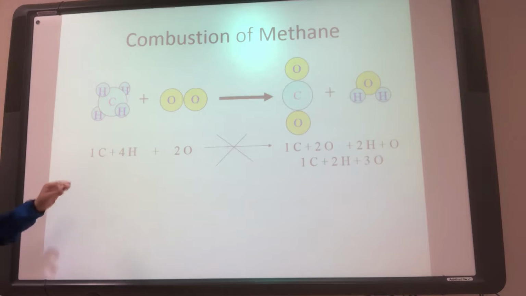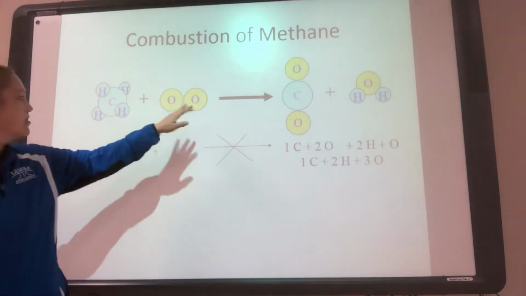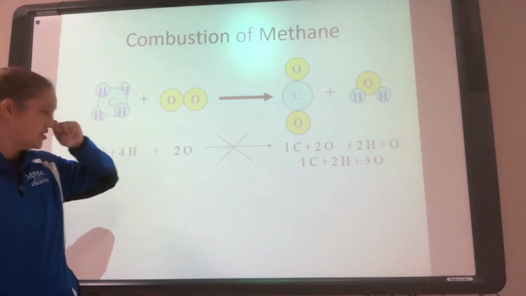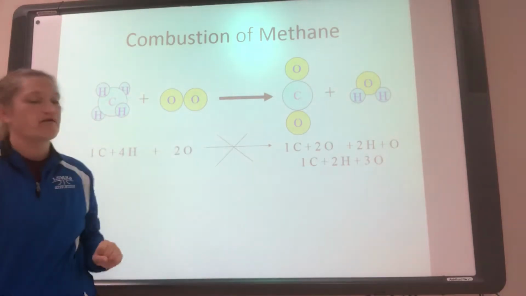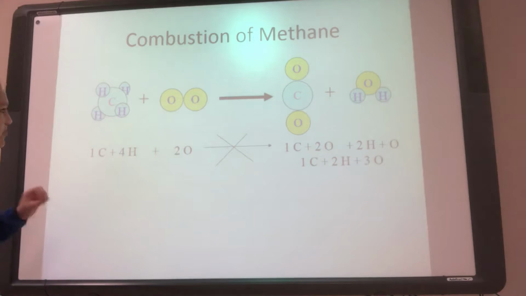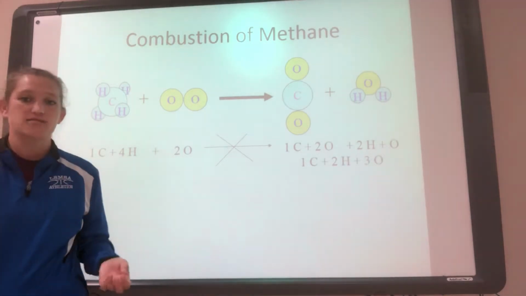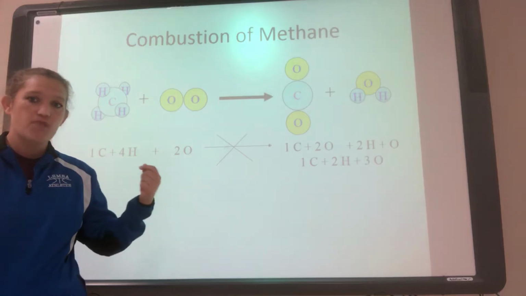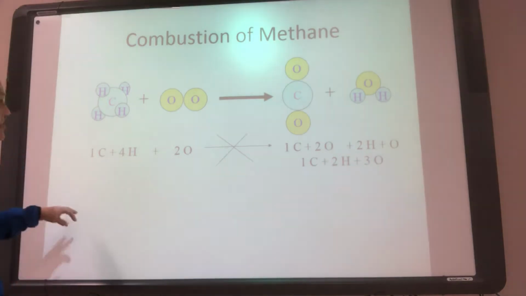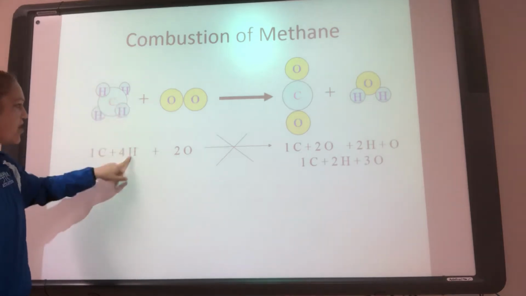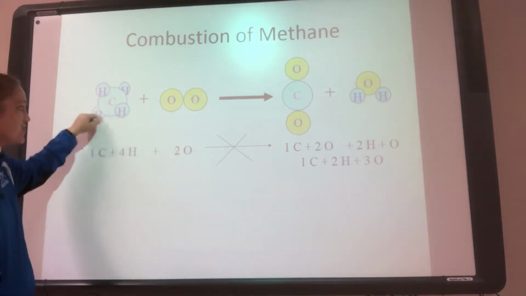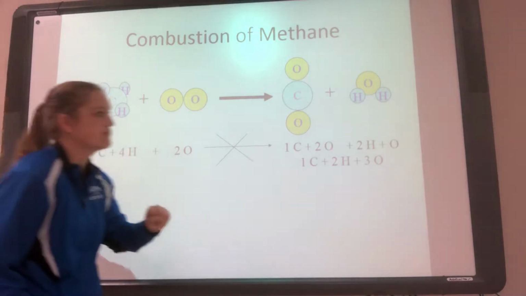So let me look here. I've got carbons, I've got hydrogens, and I've got oxygens. If you notice, the elements I start with are the same elements I end with. So that's good. But let's see if I obey the law of conservation of mass. Mass says that matter cannot be created or destroyed. So let's see how many I have. I have one carbon, 4 hydrogens, and 4 oxygens.